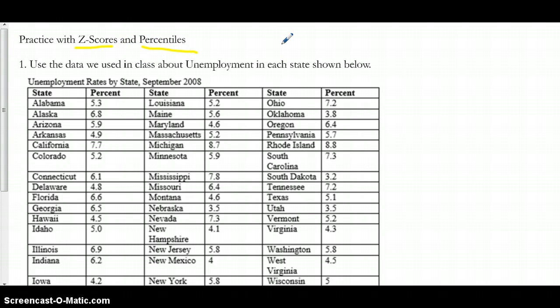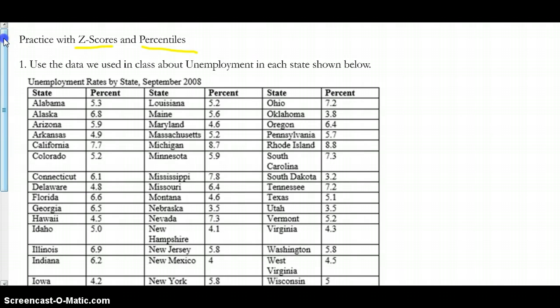Percentiles, remember, if you're in the 84th percentile for cholesterol levels for your age group, this is not a good thing because that means that 84% of the population tested for cholesterol levels in your age group had a lower cholesterol level than you. Keep those in mind as we answer these questions.